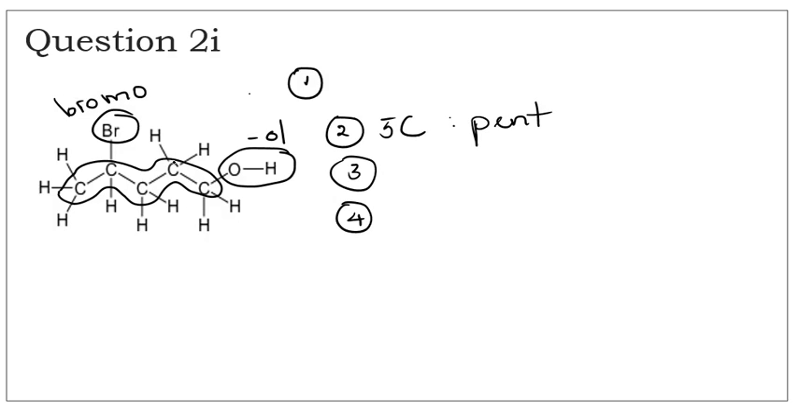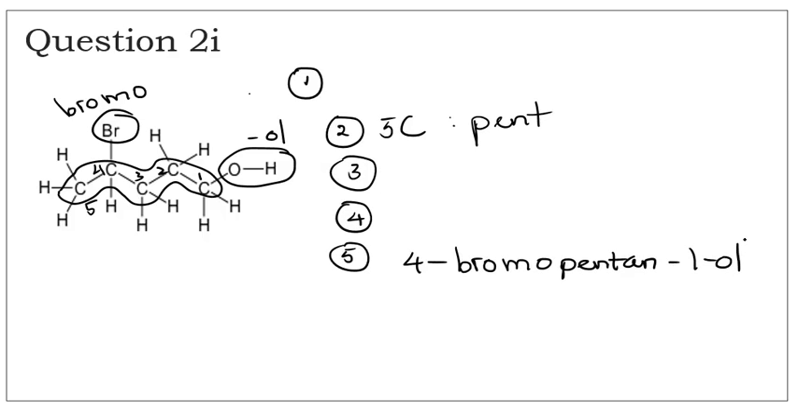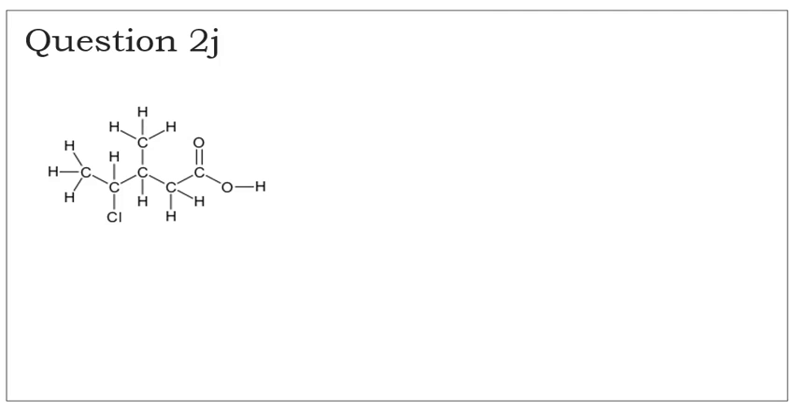You do need to number 1, 2, 3, 4, 5. You do need to start from the end that's closest to the functional group. And why does everything have 5 carbon? 4-bromopentan-1-ol. Okay, this question goes on forever, although I think this is the last one.